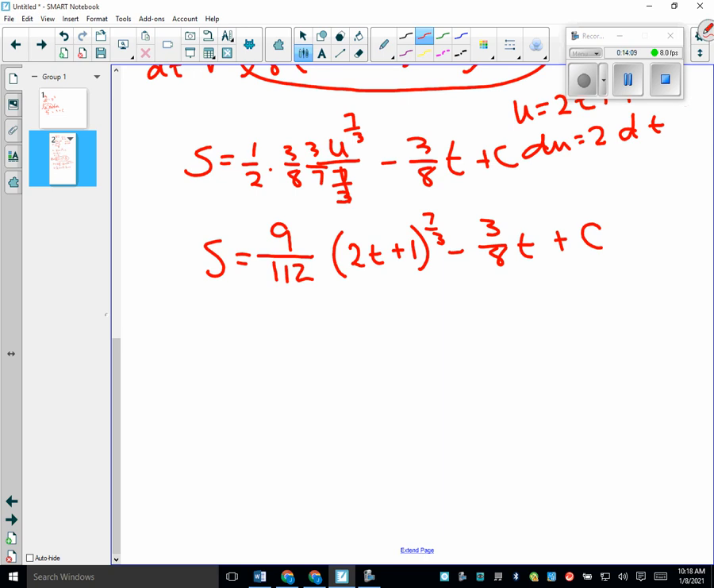Now, how do I find C? You plug in t and s. What is t? t is 0. What is s? 10. Whenever you have the velocity, you make t equal to whatever is given. We did 2 earlier, and we're going to do 2 at the end. But here I've got to find C, so I have to use my given information.